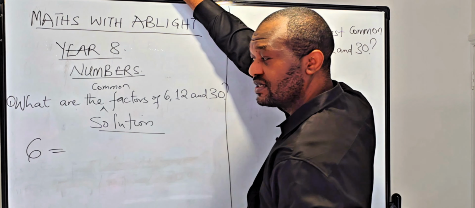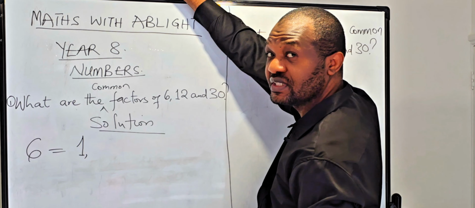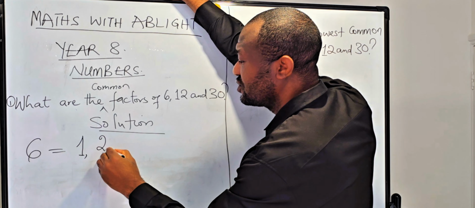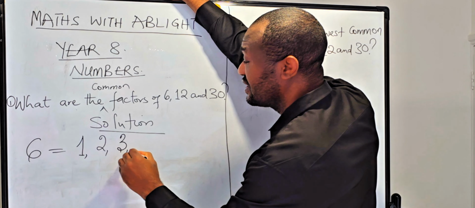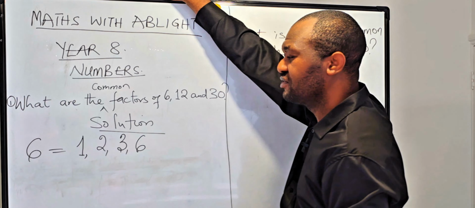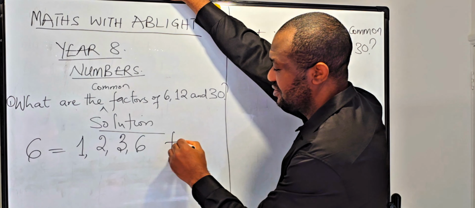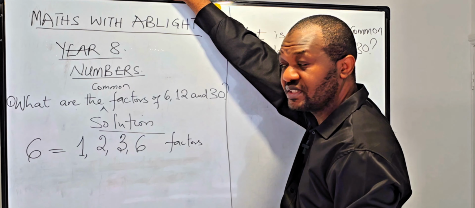The factors of 6: 1 is a factor of 6, 2 is a factor of 6, 3 is a factor of 6, and 6 is a factor of 6. So there are 4 factors of 6.